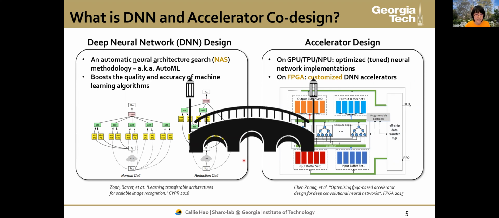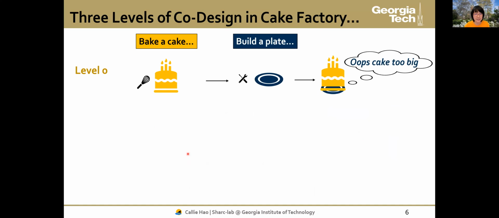And co-design is to build a bridge between these two and hope that these two can happen at the same time. It's a little bit more abstract, so let's use the same analogy to see if we can understand it better. Talking about co-design, there are 3 levels of co-design. Let's go back to this cake factory. Level 0 co-design is that there's no co-design at all. It's like you're baking a cake, and after that, you're building a plate. And now you're putting the cake on the plate. Well, things can go wrong.